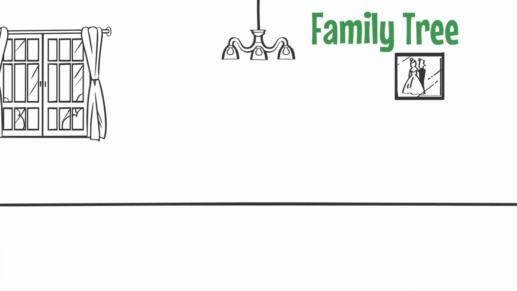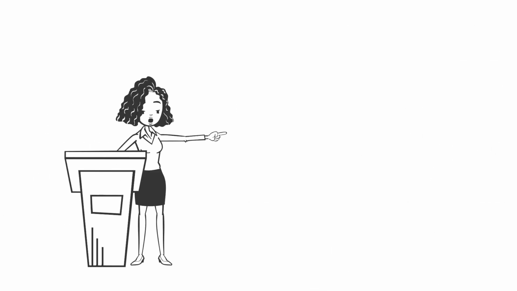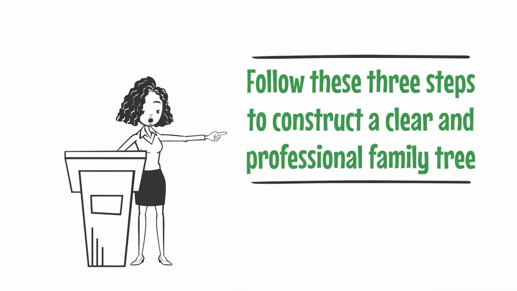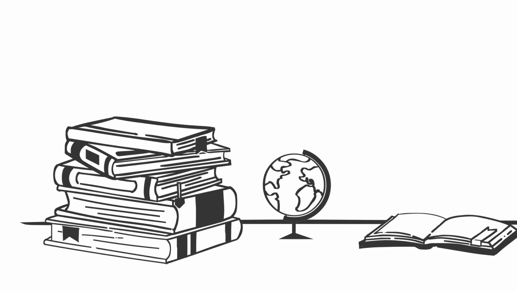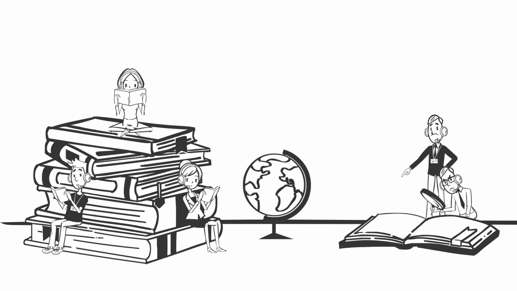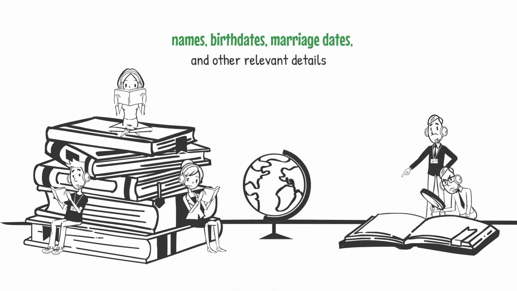Creating a family tree is an excellent way to visualize your ancestry and understand familial relationships. Follow these 3 steps to construct a clear and professional family tree. Step 1. Gather information. Start by collecting information about your family members. Include names, birth dates, marriage dates, and other relevant details.